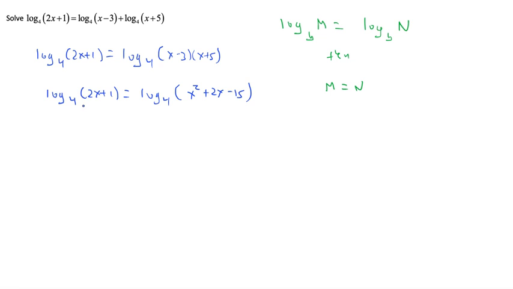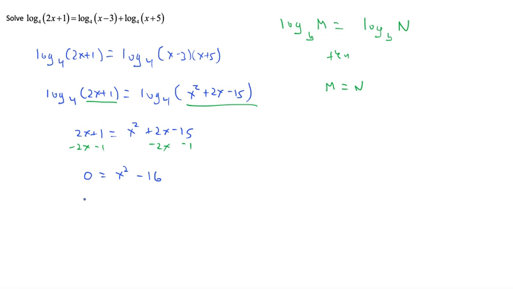But notice here, I have the log on the left and the log on the right. So it turns out that these must be equal to each other. So 2x + 1 must equal x squared + 2x - 15. And this is a quadratic equation. We should be able to solve this. So let's subtract the 2x from both sides, and let's subtract the 1 from both sides. We get 0 is equal to x squared - 16.